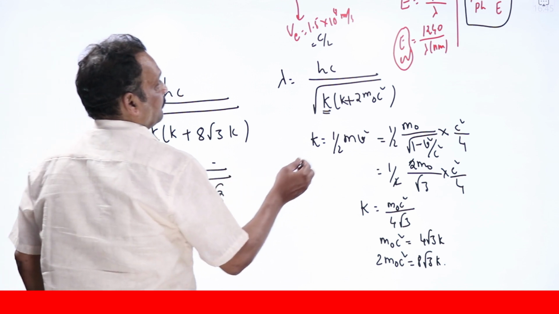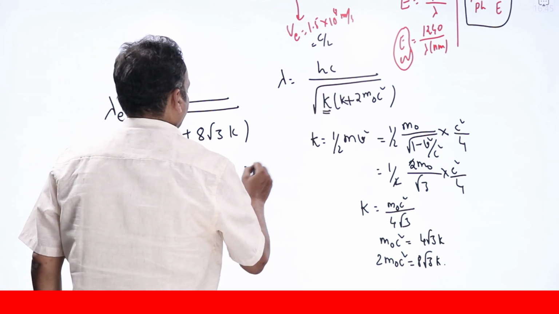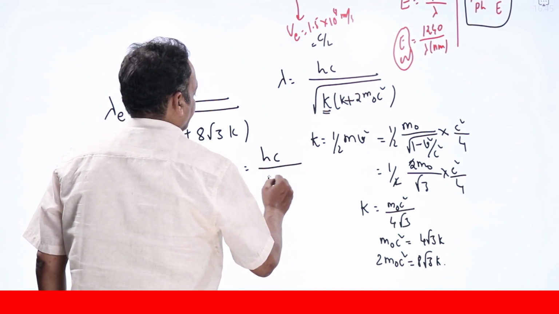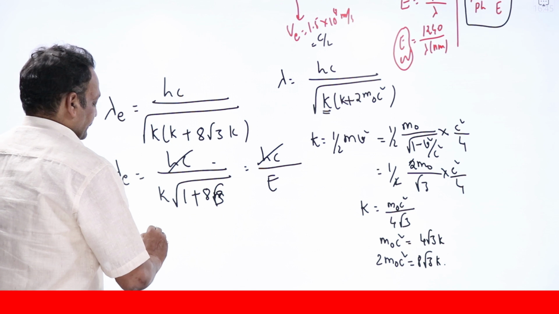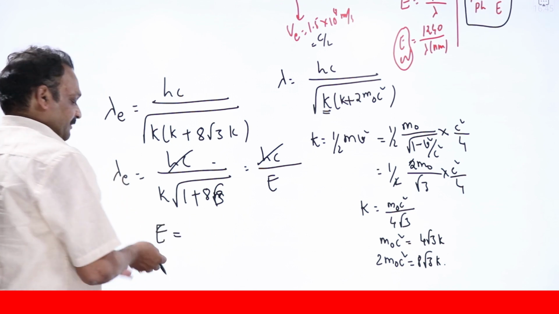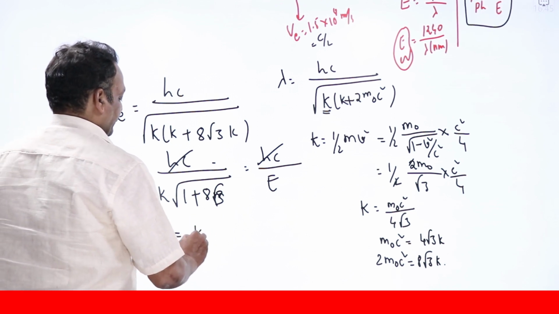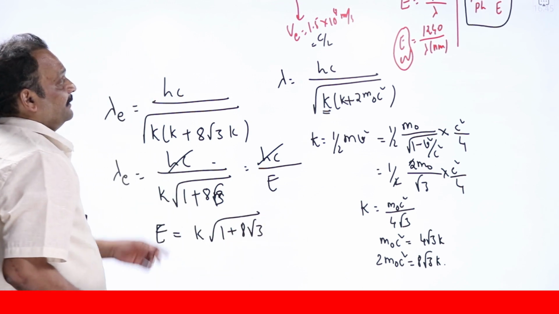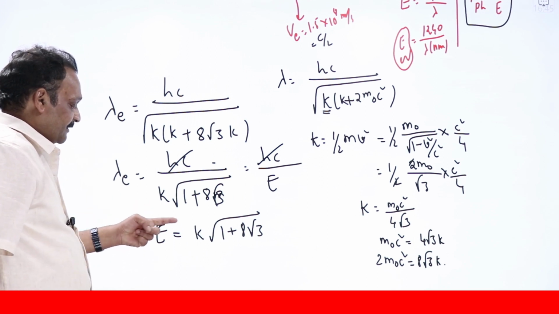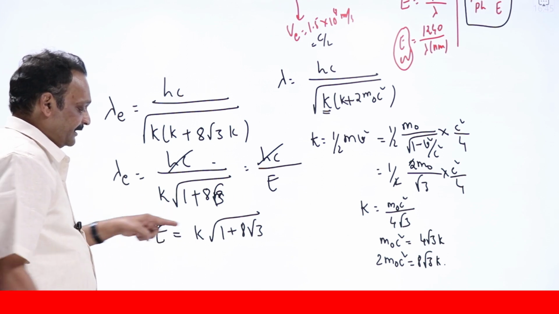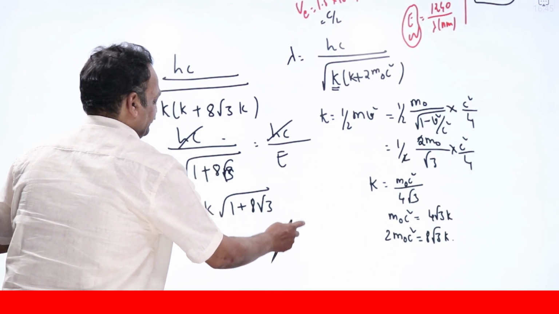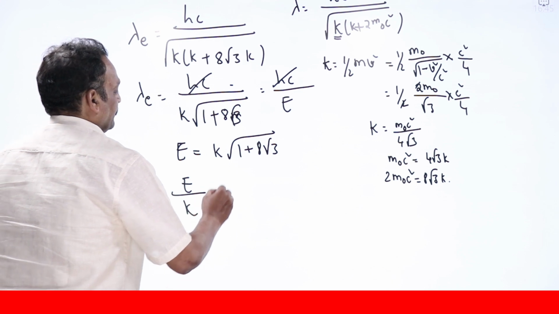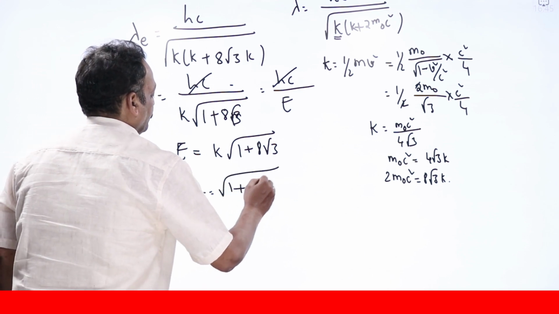What is the de Broglie wavelength of the photon? How much have we got? Hc by E we got. This is equal to the de Broglie wavelength of the photon, which is nothing but hc by E. hc gets cancelled. That is, the kinetic energy of the photon, meaning total energy of the photon only, is equal to k into root of 1 plus 8 root 3. What is he asking? The ratio of the kinetic energy of the photon to that of the electron, that is E by K ratio. So what is E by K? E by K is equal to under root 1 plus 8 root 3.